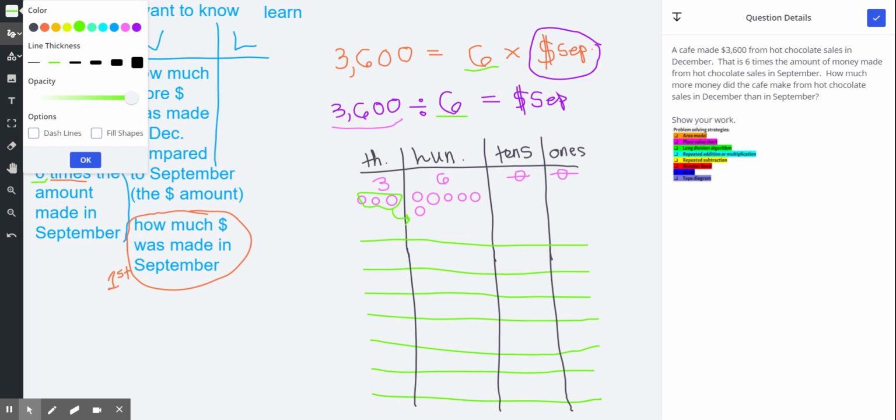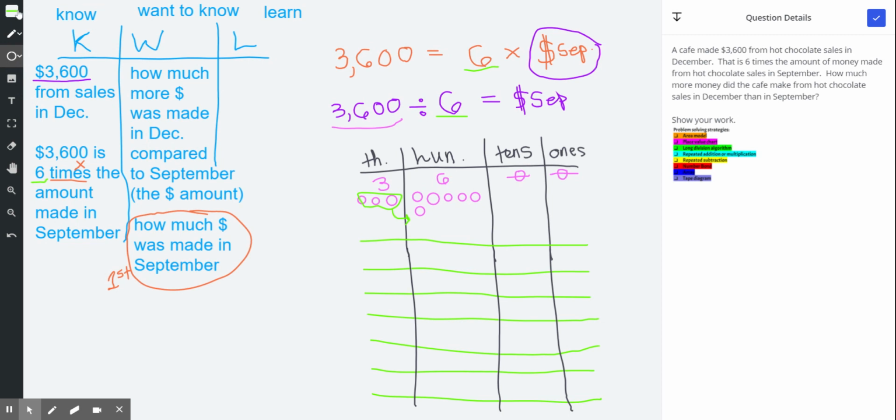I need to decompose, right? I need to break down my 3,000s, unbundle them back into the 30 hundreds. So each thousand has 10 hundreds. That's why I'm going to wind up with 30 more dots under my hundreds column. So let me do that. Let's draw those 30 dots.